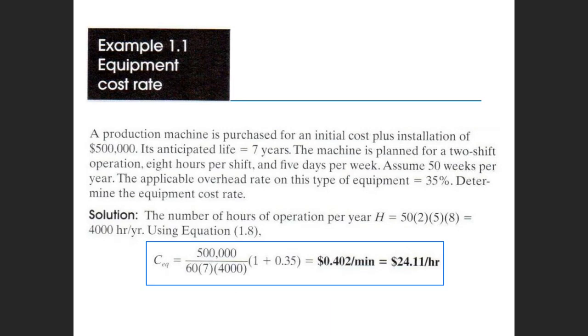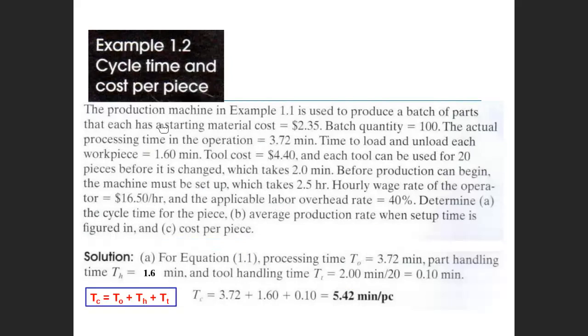So this is a CAQ. Okay? This is the example. Next example, we continue with this one. We're going to continue. So the production machine in example 1.1, which is the previous slide, is used to produce batch parts that each have a starting material cost. This is the material cost.